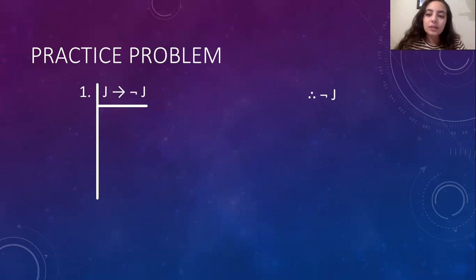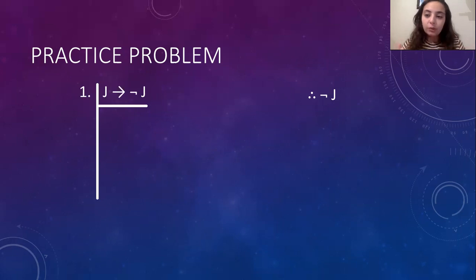Well, can we introduce anything? And what would be the justification for introducing it? Well, we want not J. What could we introduce to get us to not J? Well, there's no connective other than the negation. So right away, I know I'm going to need to do what? I'm going to need the negation introduction. Okay, so that's my reason for introducing that.